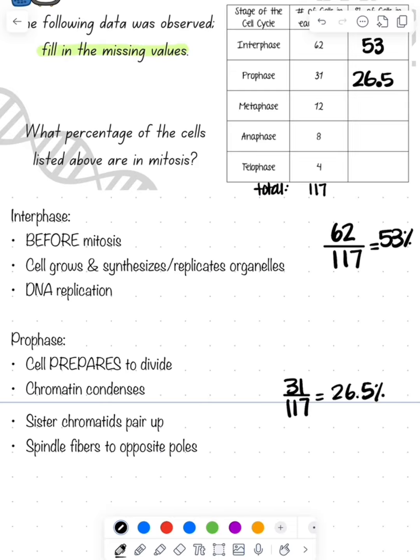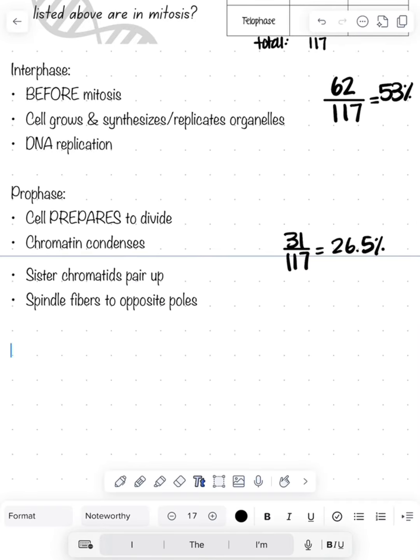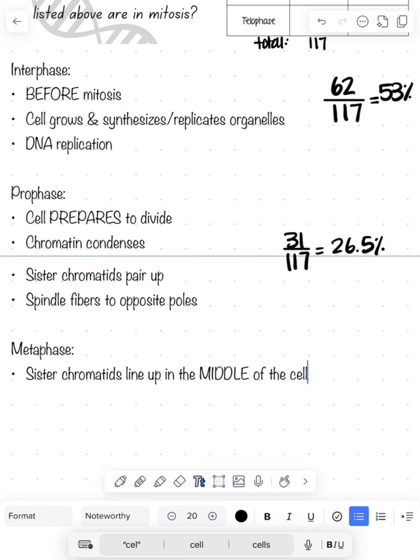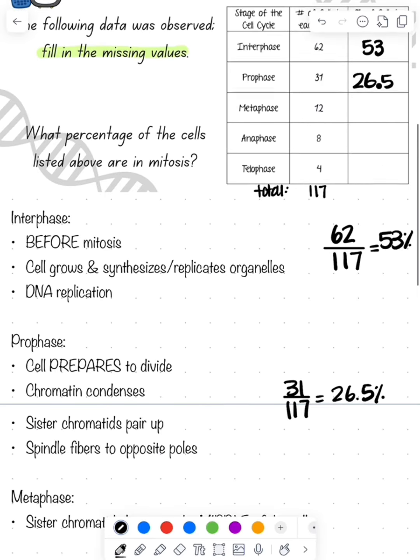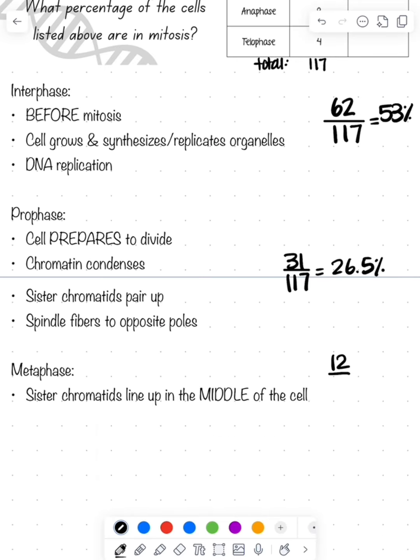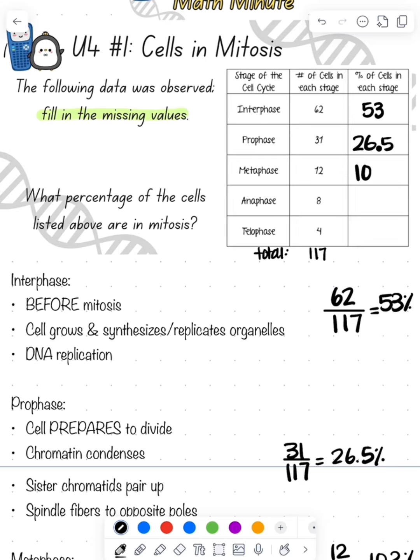Our next step is metaphase. Metaphase is when the sister chromatids are now lined up in the middle of the cell. It's due to the tug of war from the kinetochore microtubules. And we have 12 cells that are in that phase, so 12 divided by 117 gives us 10.3%. Fill that into our chart, of course.